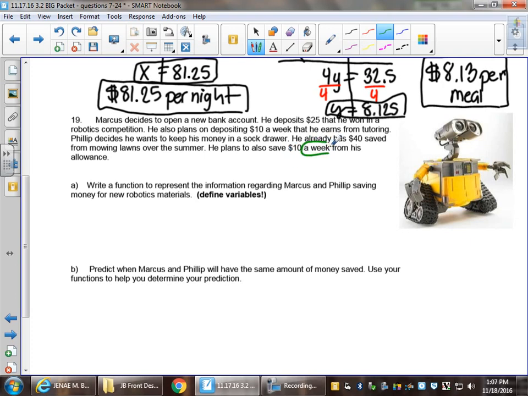A week is the same as each or per week. So I know that X will be number of weeks. And then once you know how long somebody's been saving money, you know total money, total savings, total amount of money in the bank. We have 2 people we're talking about. We're talking about Marcus and Philip.